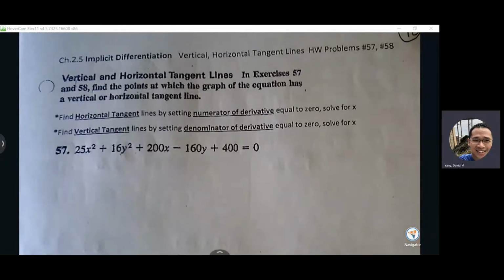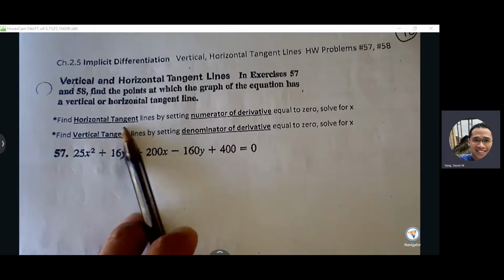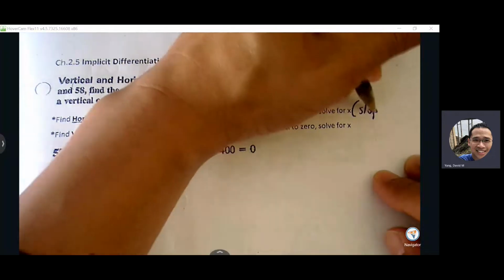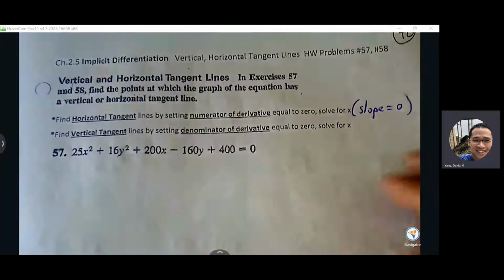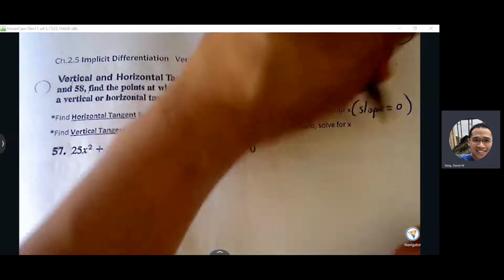I want to talk about vertical and horizontal tangents and what they mean and how we can find them. So horizontal tangent, technically what that is where the slope of your graph is 0. This is where your graph is experiencing a slope of 0. Okay. And then vertical tangent is where you're experiencing a slope that's undefined.